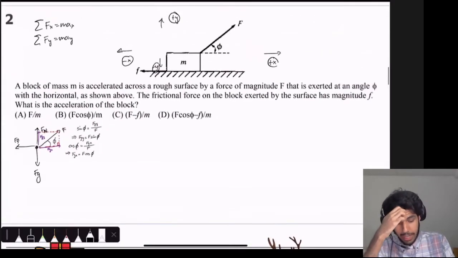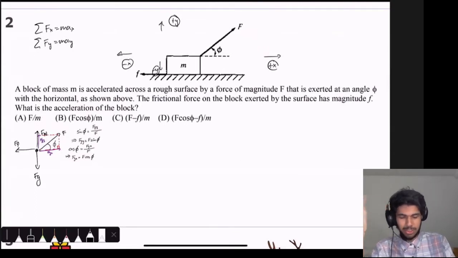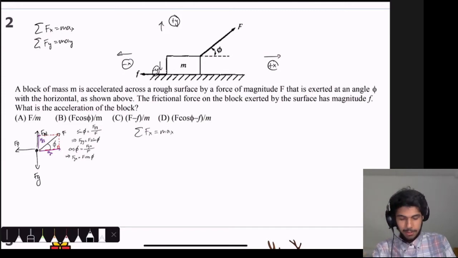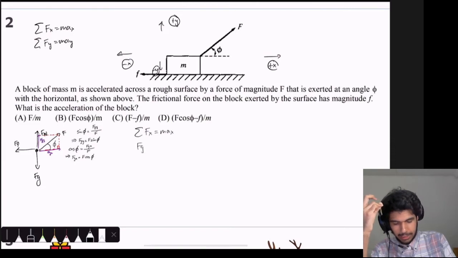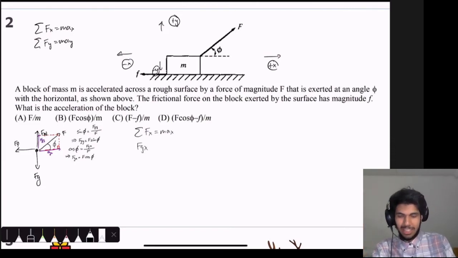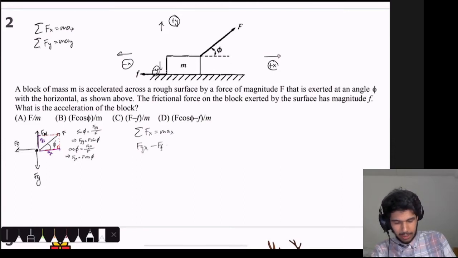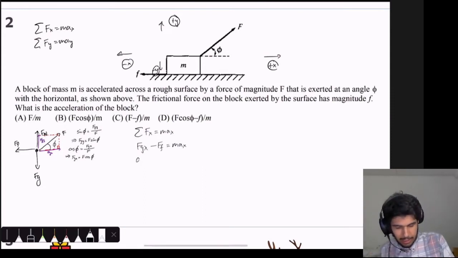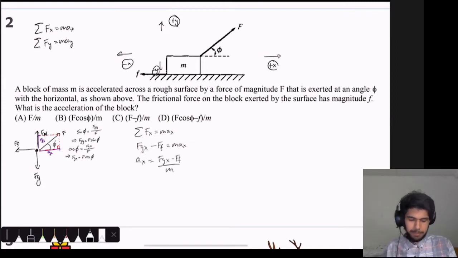Cool. So now we can sum the forces in the direction. And which direction should we do? Well, I'm thinking the x direction, because that's the direction the block is moving in. So, sum Fx equals max, and we're trying to solve for ax. So, forces pointing in the positive direction, FGX. That's it. Forces pointing in the negative direction, Ff. Subtract it, that equals max. Okay, so that tells us that ax equals FGX minus Ff, all of this over m.